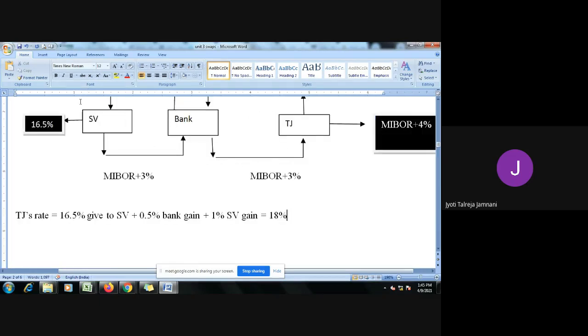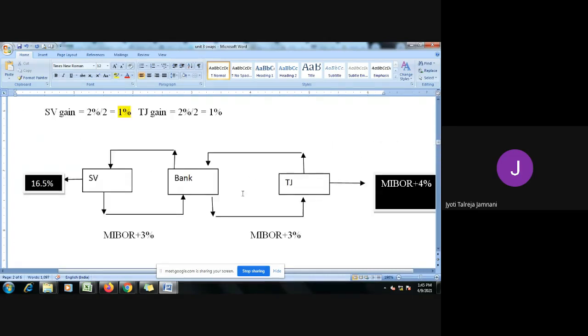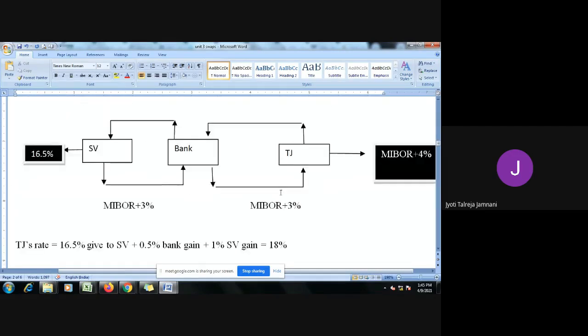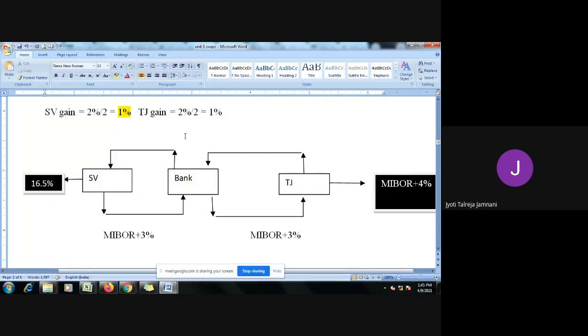For the floating rate, you see whatever was given I transferred. I didn't calculate anything, but for fixed we have to find out how much TJ will give to SV. So TJ will actually transfer 18%. So TJ is transferring 18% to the bank.